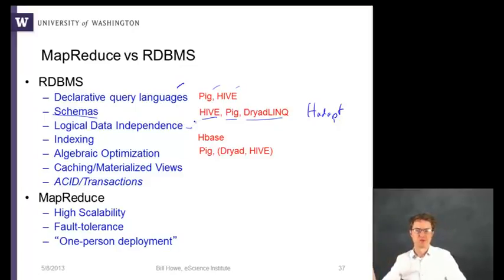Fine. Logical data independence. This you don't see quite so much. This is the notion of views, right? Does the system support views or not? You haven't seen quite as many instances of Hadoop-like systems that support views, but I predict they'll be coming.